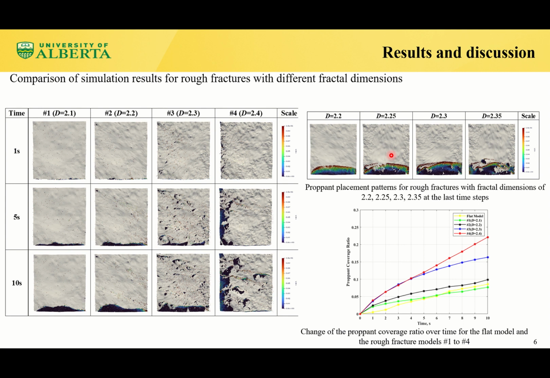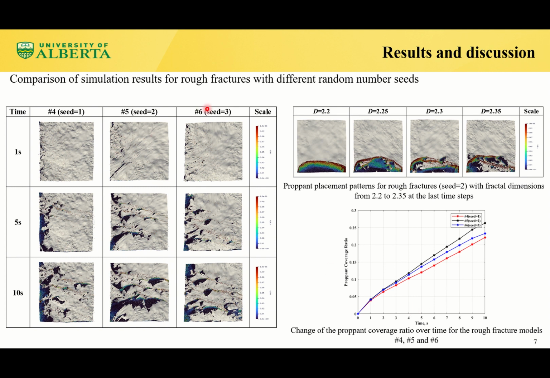Therefore, a larger fractal dimension tends to facilitate the vertical movement of proppant and is beneficial to form a fracture channel with a higher conductivity. This picture shows the change of proppant coverage ratio over time for the flat model and the rough models, number 1 to number 4. It can be observed that the proppant coverage ratio increases gradually with time for all 5 models. Also, the fracture with a higher fractal dimension will have a higher proppant coverage ratio.